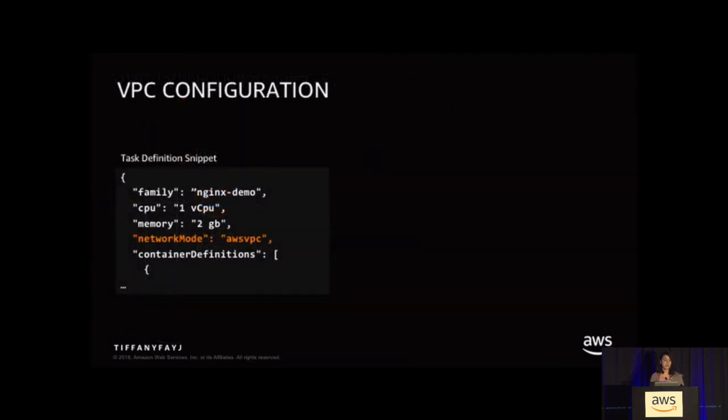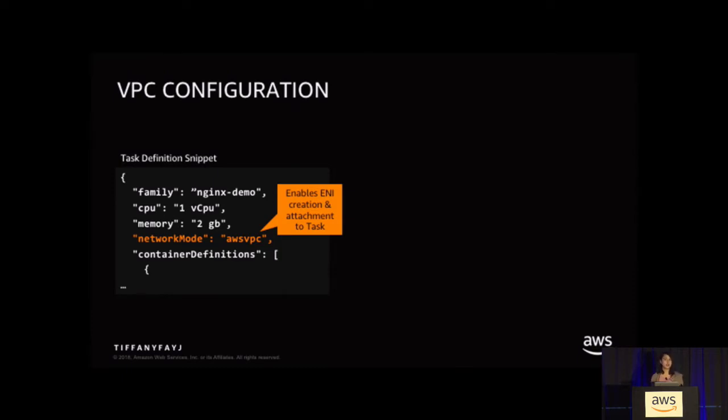With configuration for VPCs, if you've used ECS with EC2 mode before, you may have left it at bridge mode. A while ago, we added the option of AWS VPC. That is what enables the ENI creation and attachment to your task, so that you can have an IP address, et cetera, for every single task that you have.